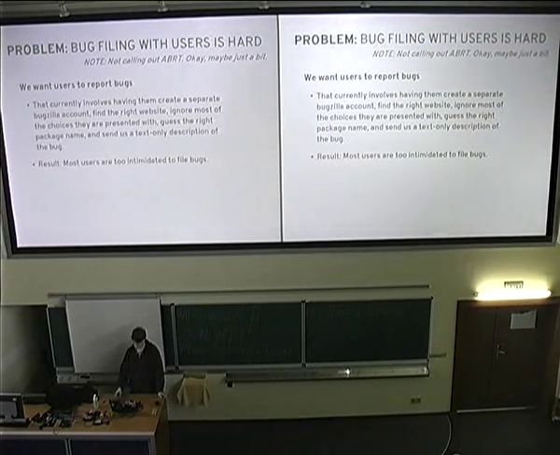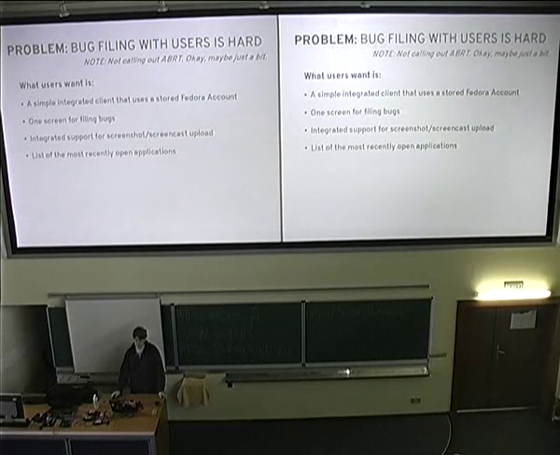Now, what users really want is a simple way, usually by an integrated client, to file a bug. One screen. Using something they already have set up, hopefully a Fedora account, and something that allows them to really be able to show us, not just tell us, what the bug is. And then let's start leveraging some of the fancy new toys we get from systemd. Let's get a list of the last 10 applications that were open that aren't open anymore, and let's present those to the user and say, hey, is your bug in one of those? Because if it crashed, it probably was.